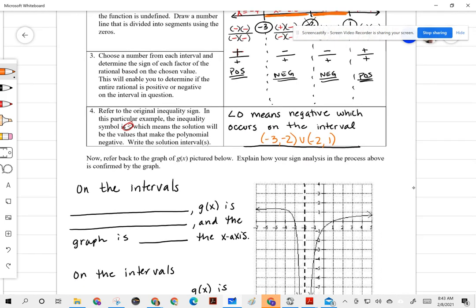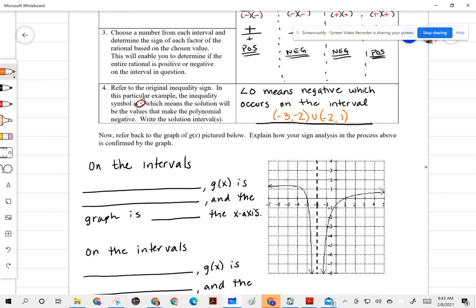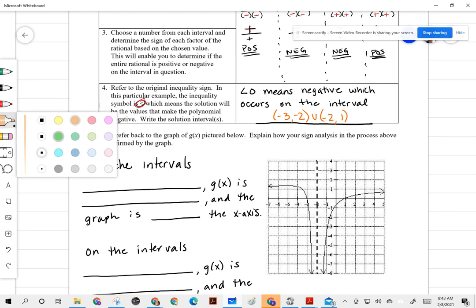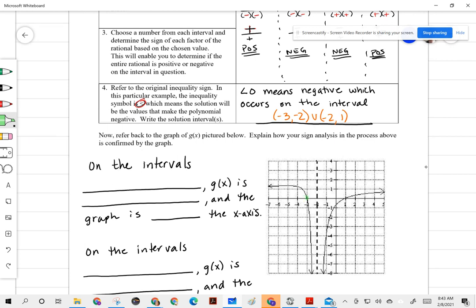It says on the interval, so let's take a look at this here. I'm going to do a different color. I think I did green, right? So I'm going to look where it is positive. Okay. So on the intervals from -infinity to -3, and from 1 to infinity.